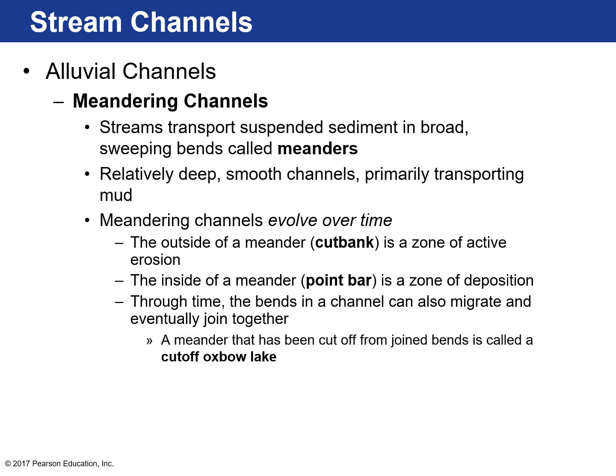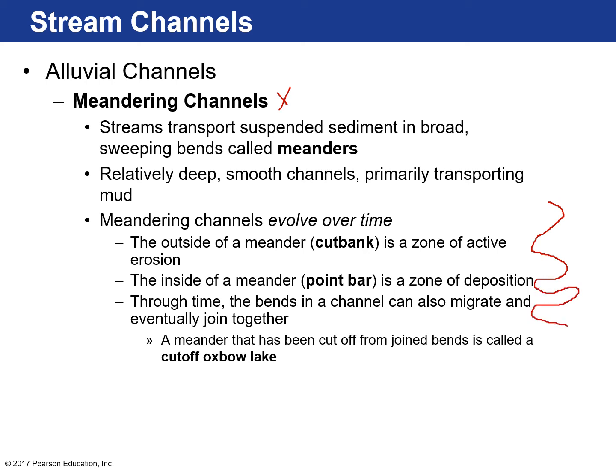The first type of alluvial channel is a meandering channel. These are rivers that evolve into huge, sweeping bends and loops. They're relatively deep, smooth channels that transport a lot of mud, and they evolve over time and are constantly changing. So let me draw a meandering river over here. This is what's happening, it loops back and forth like this.